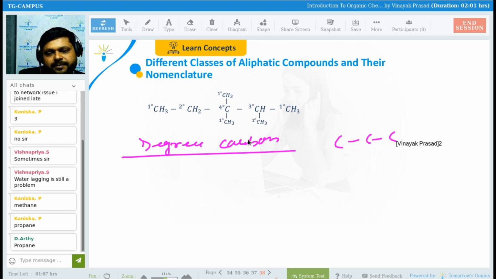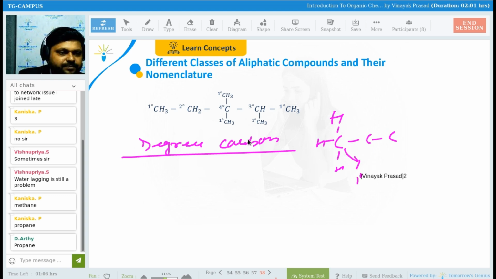See, a carbon. See first here. This carbon is attached by how many carbons? One carbon. Because the others are what? Hydrogen. So this carbon is attached by one carbon only on this side. So the degree of this carbon is what?